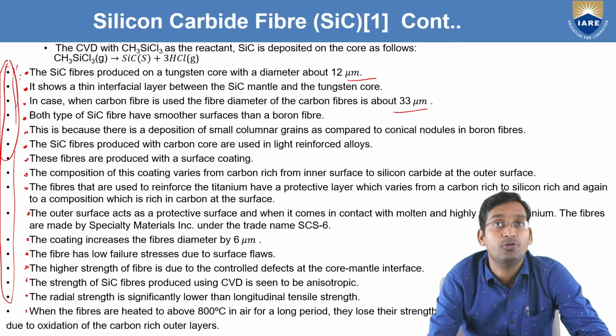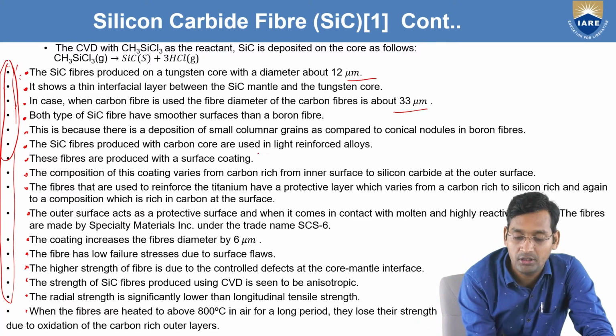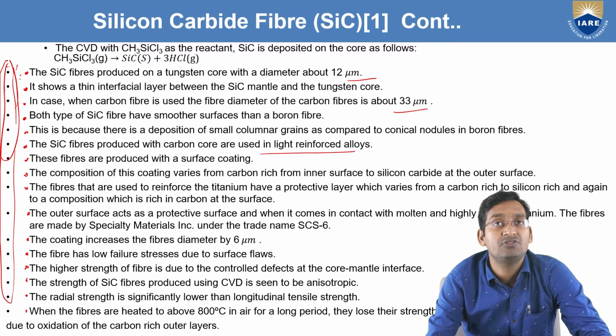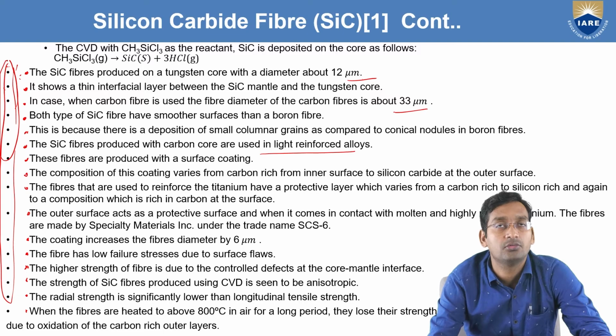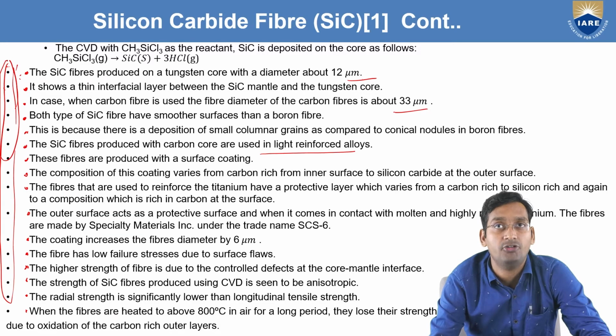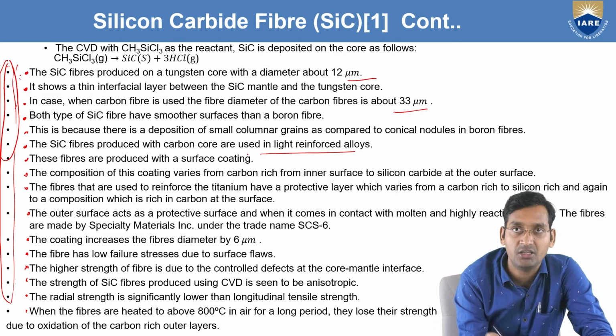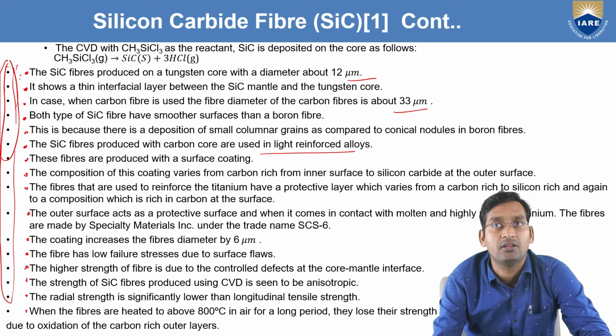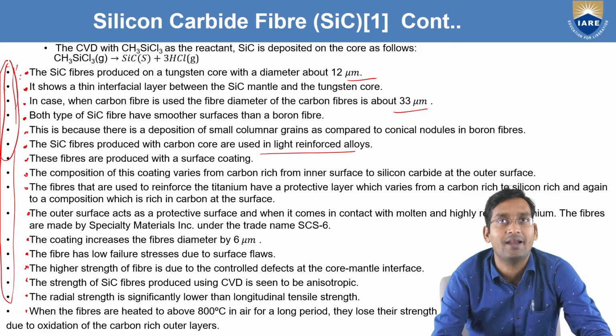The SiC fiber produced with carbon core is used in light reinforced alloy. These fibers are produced with a surface coating. The composition of this coating varies from carbon rich at the inner surface to silicon carbide at the outer surface. So at the inner surface we keep more carbon, and toward the outer surface it is silicon carbide.